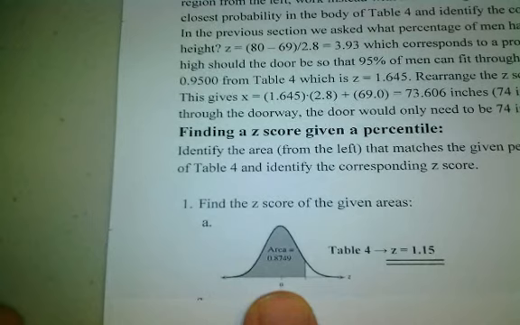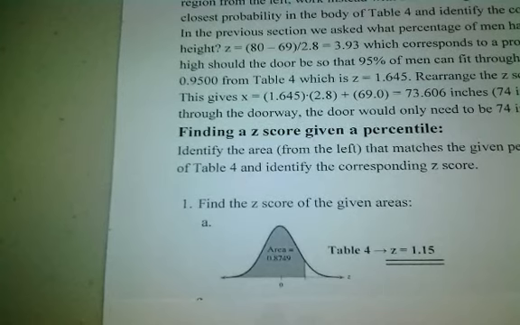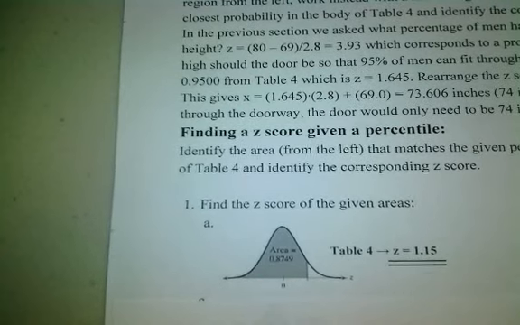So the area that's been shaded, notice that it's shaded to the left, 0.8749. That's associated with a z-score of 1.15. So in other words, when you fall into this portion, that would be your z-score. So again, now how did I get that?